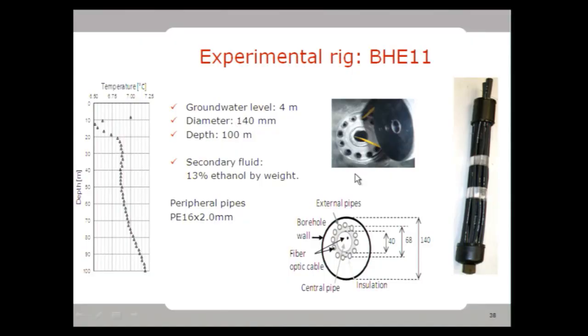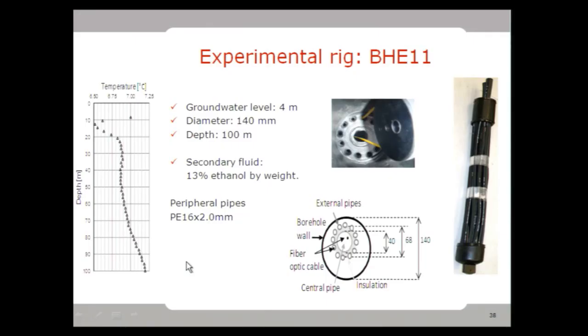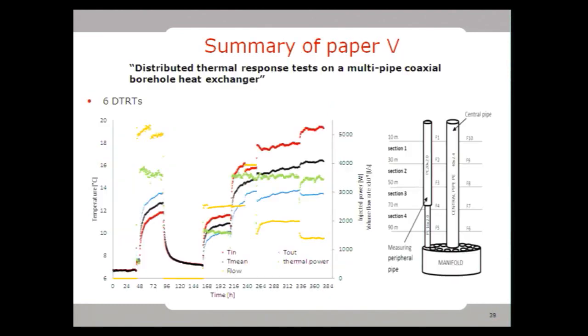And these are the dimensions of the tested borehole. There were also, of course, distributed temperature measurements involved here, and there is a fiber optic cable going through the central pipe, returning at the bottom, and going through one of these external pipes, as illustrated in this figure. And here you see the pipe dimensions, and the external pipe dimensions were 16 millimeters times 2. So the inner diameter is 12 millimeters. Here to the left you see the undisturbed temperature profile, which is a bit particular for this heat exchanger.